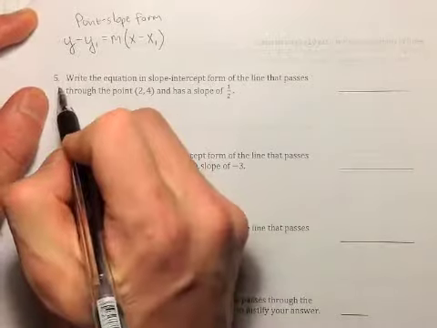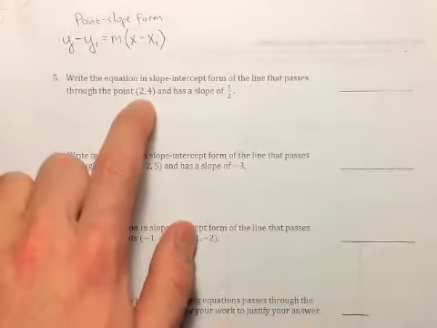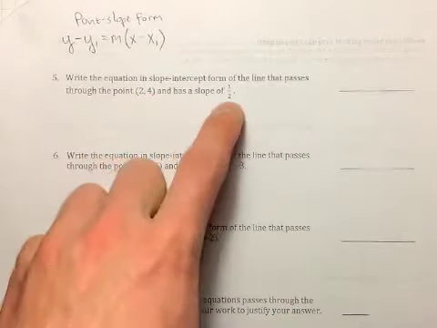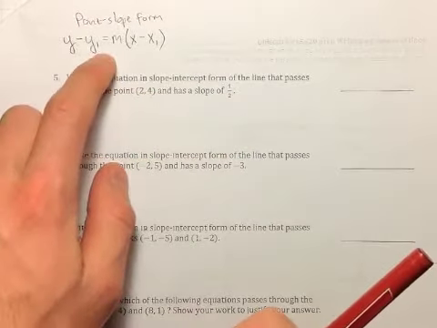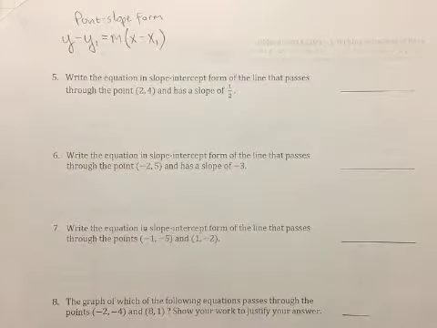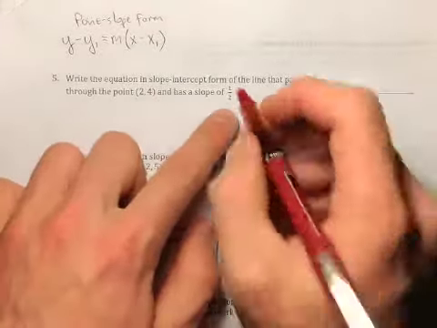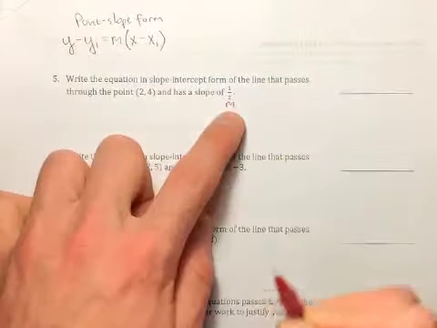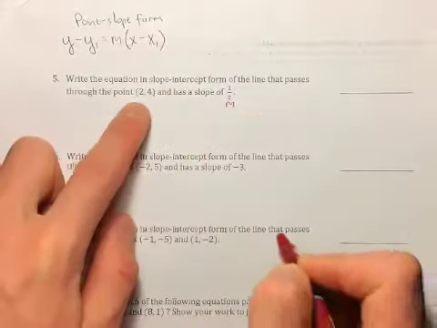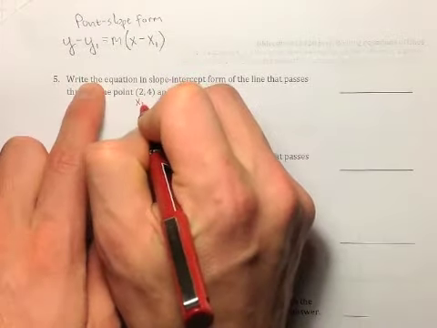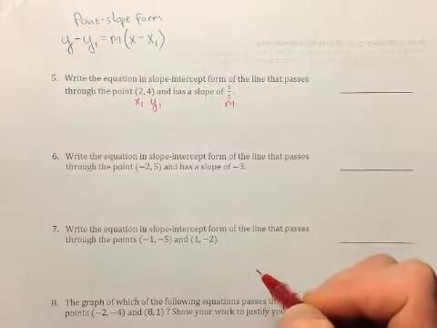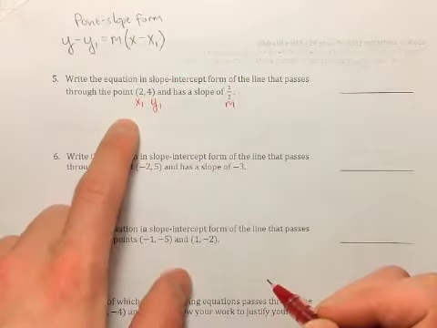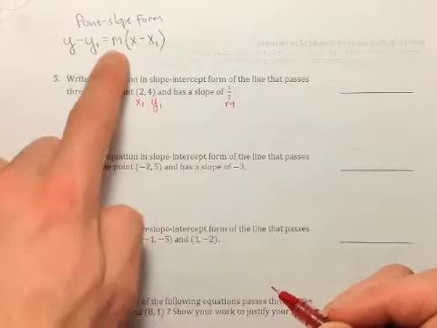So for question number 5, we are straight up given a point on the line and the slope. So it couldn't be easier to use point-slope form to tackle this type of problem. We just have to recognize that the slope is our m, 2 is our x-coordinate, and 4 is our y-coordinate. Okay? So literally all we have to do is just plug this information into point-slope form.